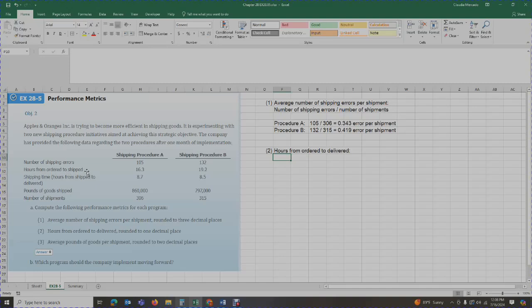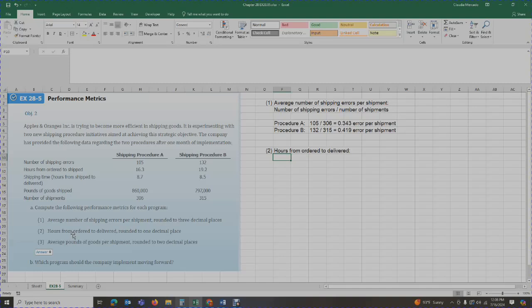From the time it was ordered to the time it was shipped, it took about 16.3 hours for procedure A, 19.2 for procedure B. So this is from the time the order is placed to the time it is shipped. And then we have the shipping time. This is the hours from shipped to actually delivered and received by the customers. So we have 2 pieces of information. The question asks how many hours from the time it was ordered all the way to it was delivered. So if that's the case, we need to add those 2 together.